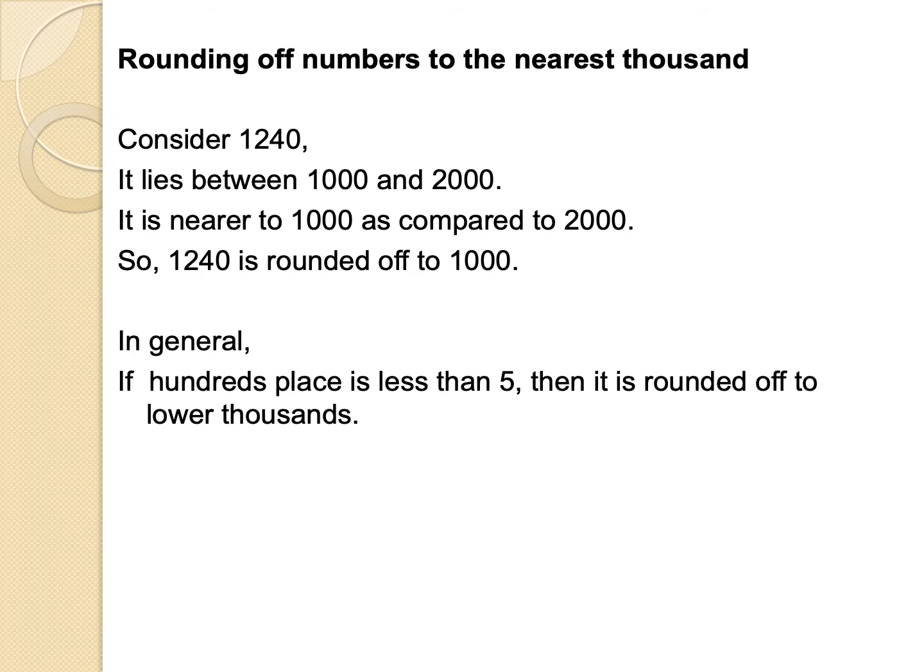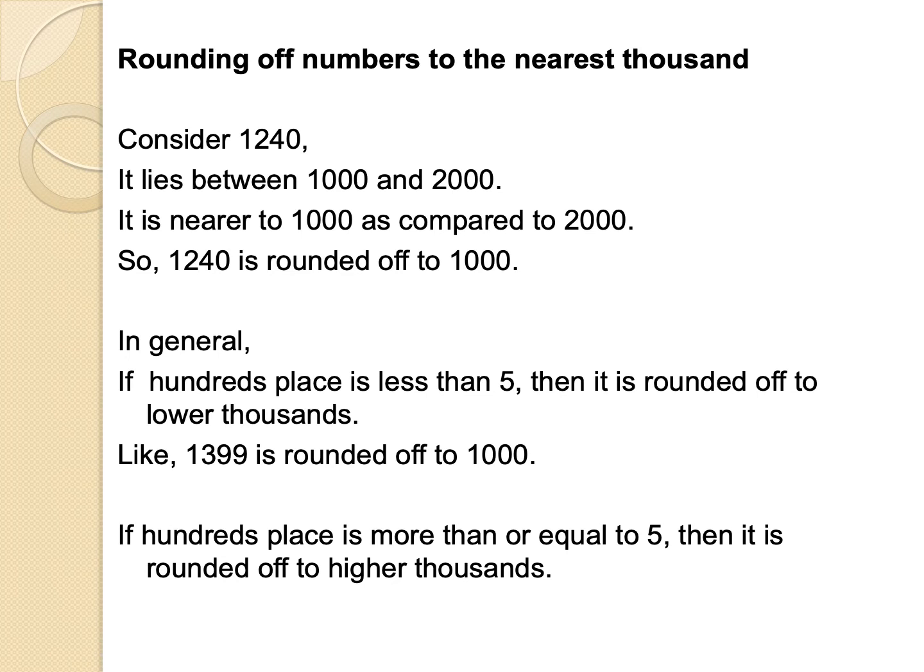In general, if hundreds place is less than 5, then it is rounded off to lower thousands. Like 1399 is rounded off to 1000 because in hundreds place we have 3 which is less than 5.